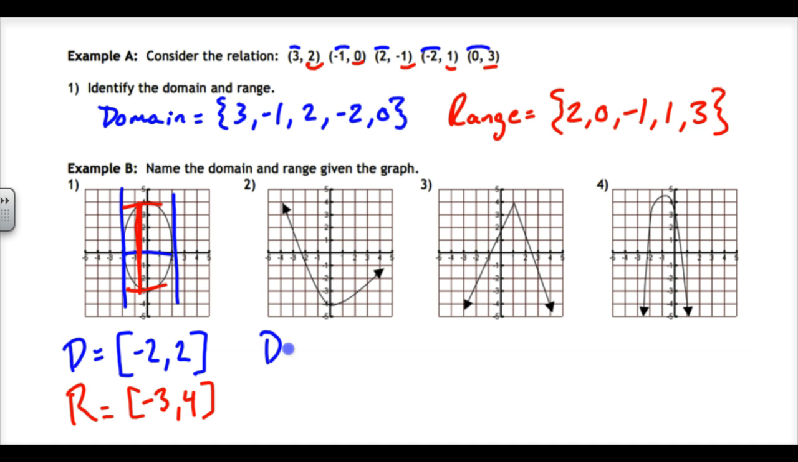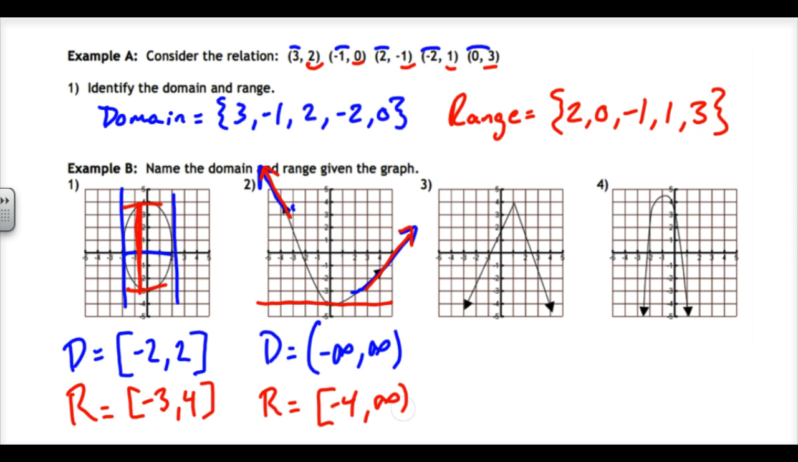Number 2, same deal. The domain, well, these arrows on the end mean that the graph extends forever and ever and ever, and that goes forever and ever. So it doesn't really have a left bound or a right bound. So we're going to say it goes from -infinity all the way to infinity. And your range, the smallest value it gets and the highest value, well, we don't really know the highest value because it keeps going up. But we do know the smallest value. It stops at -4. So your bottom is -4, and your top would be infinity.